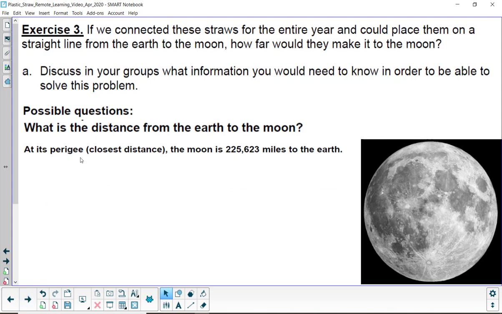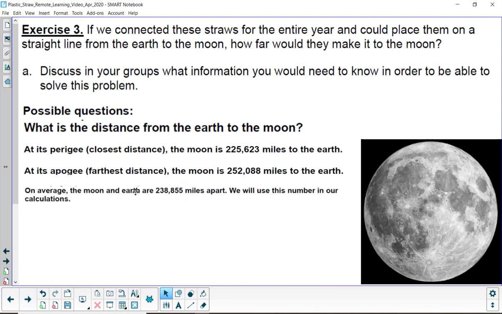So at its perigee, the closest distance, the moon is this many miles from the Earth. At its apogee, the farthest distance, the moon is this many miles from the Earth. So the orbit is not truly a circle; the radius is not always the same. So on average, the Earth and moon are about this many miles apart, 238,855 miles. This is the number we're going to use in our calculations. So from the Earth to the moon, that's how many miles it is.